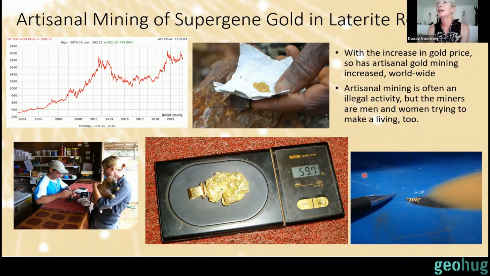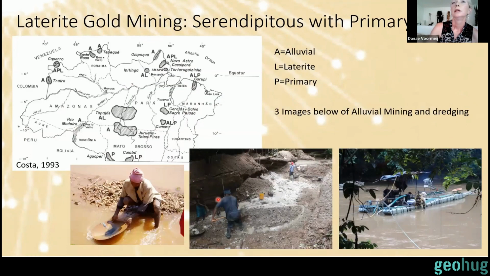If we look at artisanal mining, with the increase of gold price over the last few decades, artisanal mining has been on the rise, and it's mostly and often an illegal activity, but the miners are men and women who are trying to make a living as well. And they're targeting this high purity supergene gold that can be gold dust, little nuggets, or huge nuggets. And if we look here at parts of the Amazonia, laterite gold mining and alluvial gold mining and primary gold mining can all occur right close together because they're all related. They're all part of that same source.